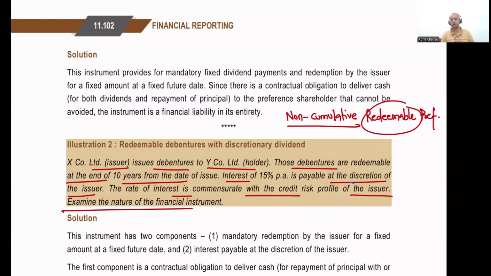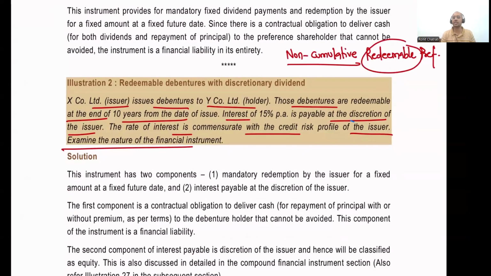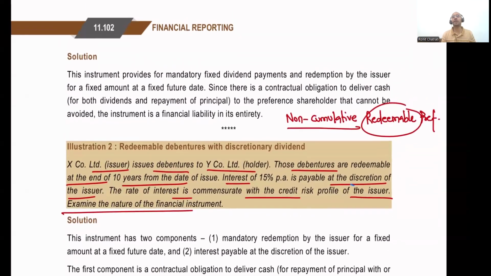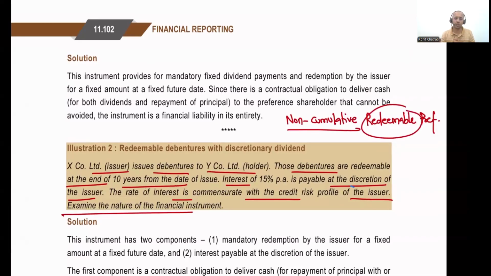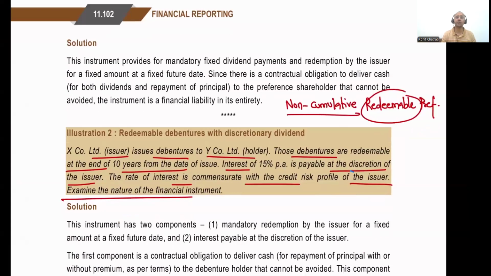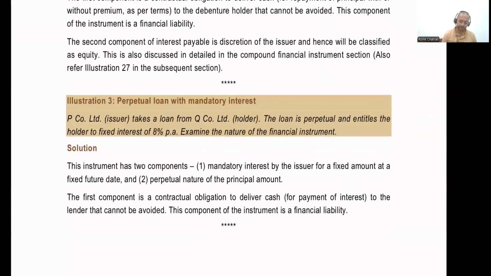So this is basically an example of a non-cumulative plus redeemable instrument, because in the case of redeemable preference shares also, you have to redeem the instrument after a stated period. All right, so this debenture is actually the same as a non-cumulative redeemable preference share. Whatever accounting we learn in this illustration 2 is going to be exactly the same for a non-cumulative redeemable preference share also. Let's now take a look at how to account for this instrument.